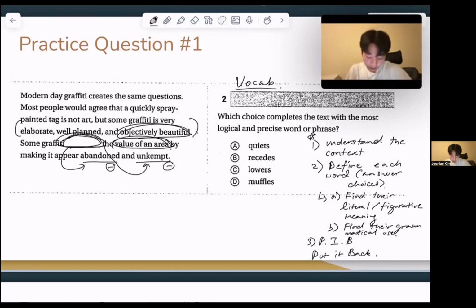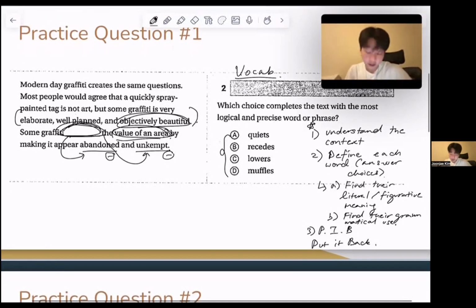And it does something to the value. And now we have these four choices, right? The next thing we have to do is define what? Each word and see whether they have literal and figurative meanings, right? Let's look at A, quiets.